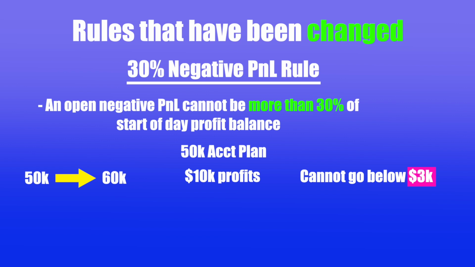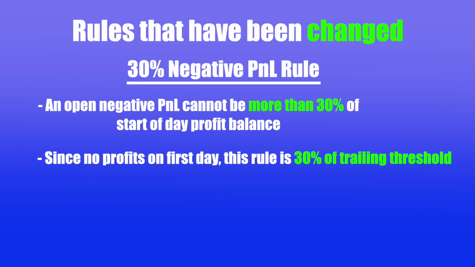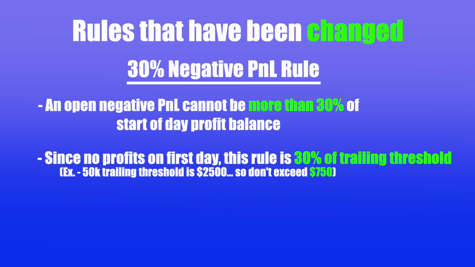So although Apex will now allow you to dollar cost average into a negative P&L as much as you want, the trade-off is that you have to close out that position if it exceeds 30% of that starting day's profit balance. Naturally, you're not going to have any profits on the first day, so Apex will base this 30% rule on the trailing threshold amount. So for the 50K example again, the trailing threshold is $2,500. 30% of that is $750, so don't exceed more than $750 in an open unrealized P&L. Same thing, if your balance is still within that trailing threshold amount below $52,600 at any point, just use the 30% of the drawdown as your limit, which again is $750.